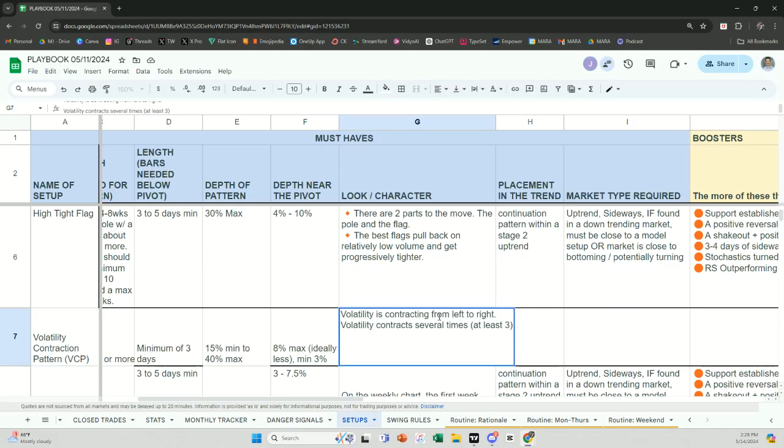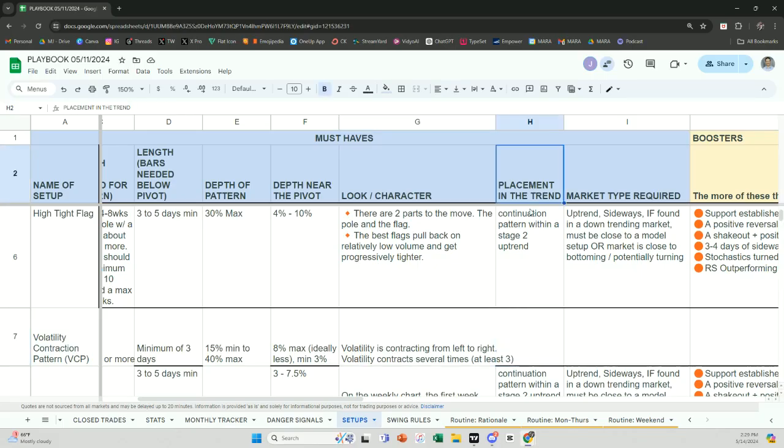Seems like, tell me if I'm wrong because you know this pattern better than me, but it seems like it should bounce off something, right? Yeah, it should, and that's actually something that I would include as a booster. As far as the things that it absolutely must have, otherwise we'll toss it immediately, well, it looks like it's in an uptrend prior to the base. And that's what we're going to do right here. Placement in the right trend.